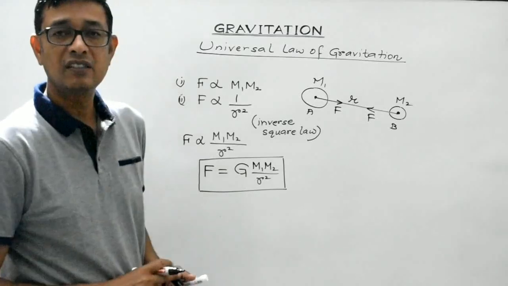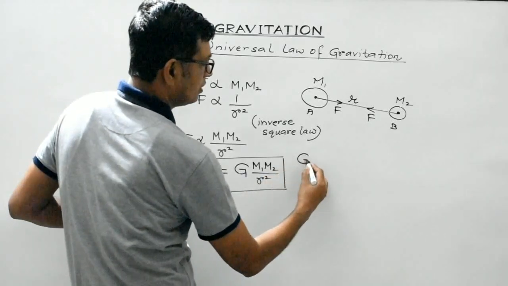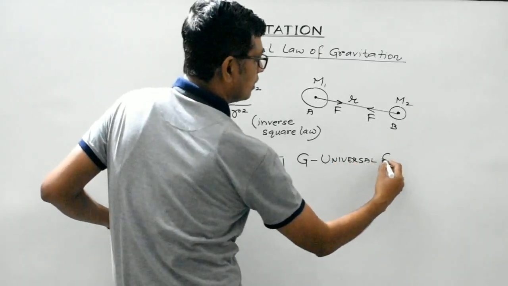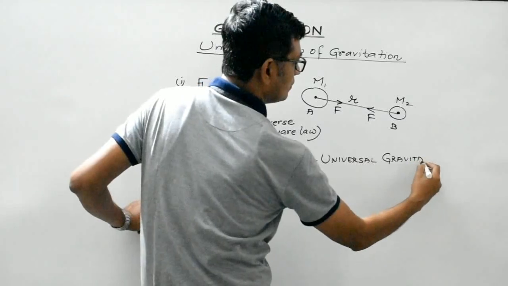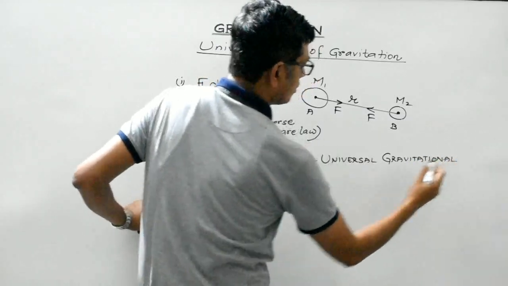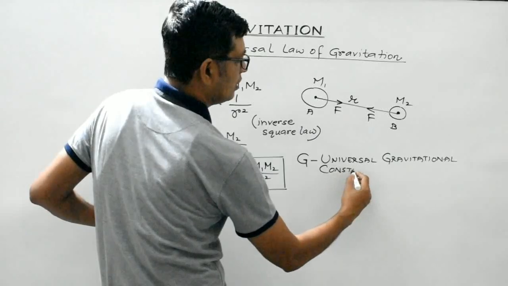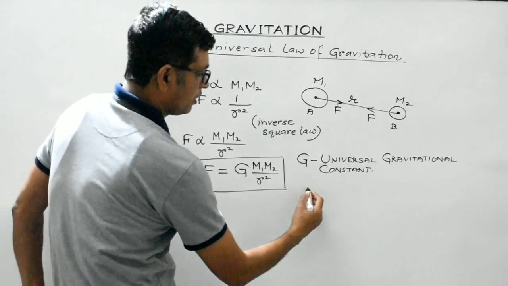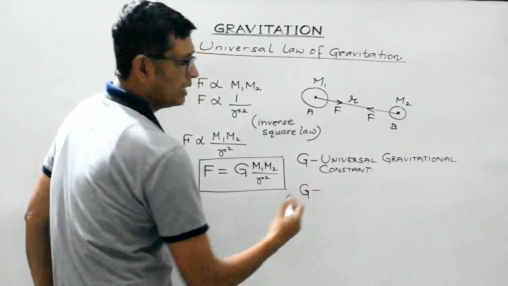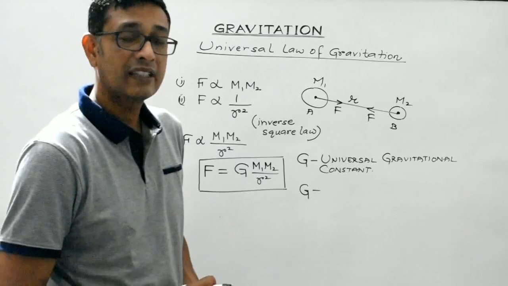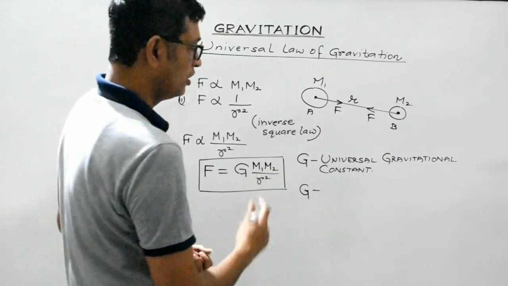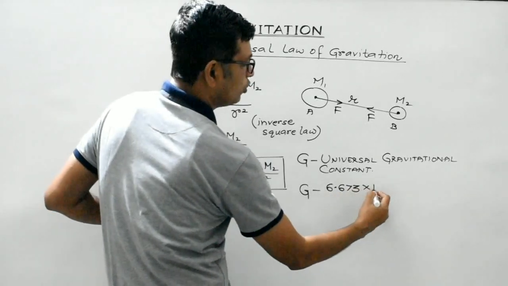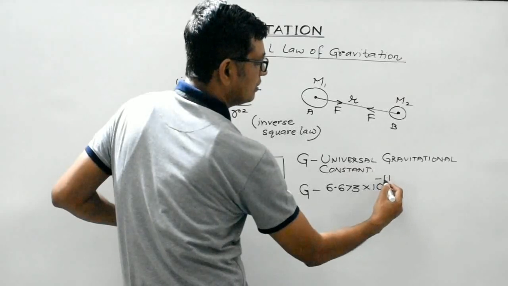G, students, as I have stated, is the constant known as the universal gravitational constant. Its value was experimentally determined by a very sensitive balance by Cavendish, and its value is found to be 6.673 into 10 raised to power minus 11.